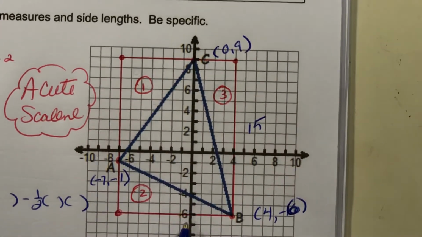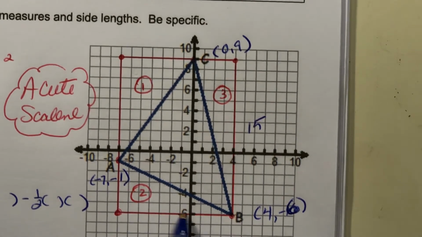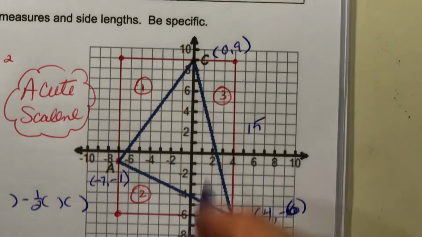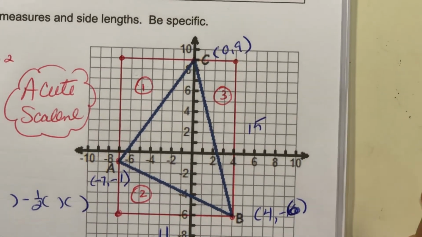Which means, think about it, guys, point A is 7 units left of the y-axis, right? Negative 7. 7 units left of the y-axis. Point B is 4 units to the right of it. So 7 left plus 4 right is going to give us a length of 11. Okay. Now, we got to keep going here, right?